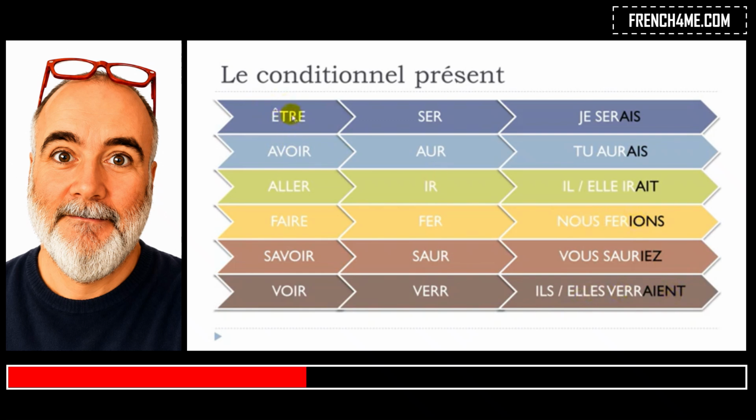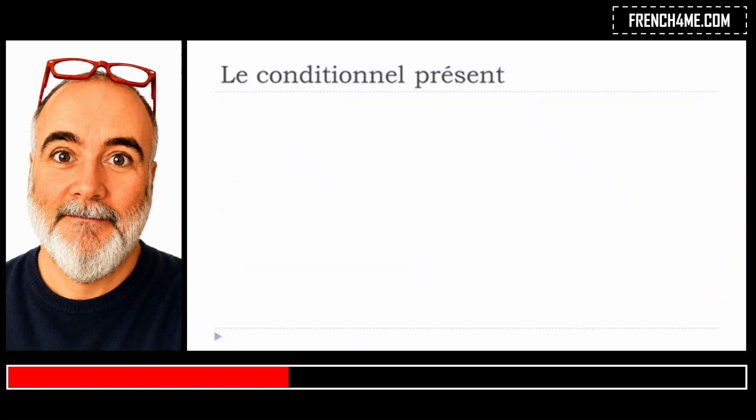Okay, so let's see them one more time. Être, to be, je serais. Avoir, to have, tu aurais. Aller, to go, il irait, elle irait. Faire, to do, nous ferions. Savoir, to know, vous sauriez. Voir, to see, il verrait, elle verrait. All right, so one more list of exceptions.